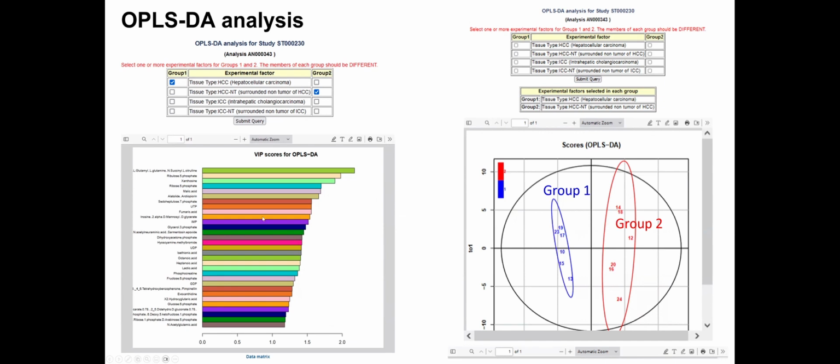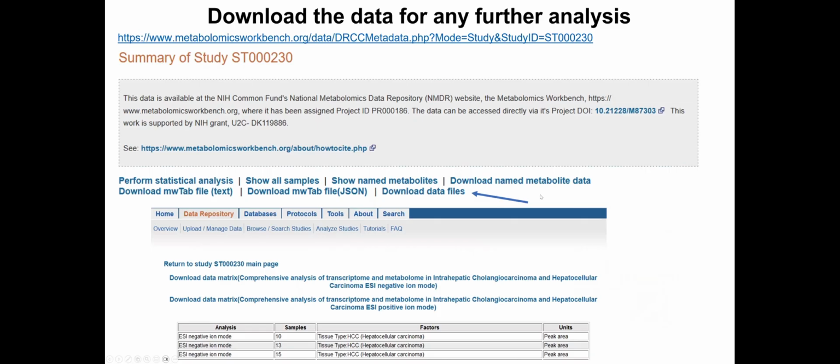And we can look at all the scores for these metabolites that are associated in this group 1 and group 2. You can do further analysis of these in the data. For example, you can download all these data files. You can download the process files. And it essentially provides you with a very rich environment for you to do a comprehensive analysis.